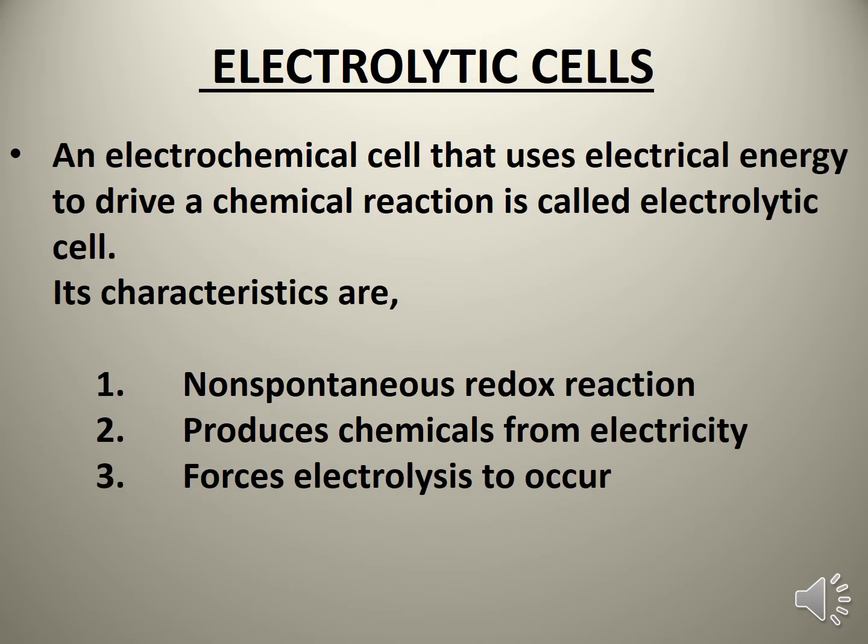Here we are going to discuss the first type of electrochemical cells, that is electrolytic cell. This is a cell which uses electrical energy to drive a chemical reaction. It means that in this cell electrical energy will convert into chemical energy. So the characteristics of this cell are that non-spontaneous redox reactions take place in this cell. It produces chemicals from electricity and it forces electrolysis to occur.